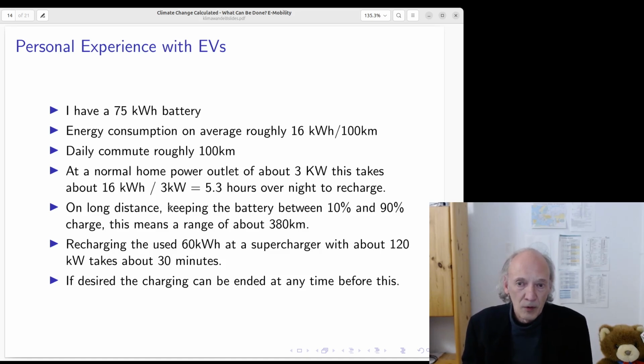So on long distance, while keeping the battery between the charging states of 10 and 90%, this means I have a range of about 380 kilometers. So I use 60 kilowatt hours for that range, and at a supercharger with typically about 120 kilowatt, this takes about 30 minutes. Well, it's actually a good time. Actually, when I go eating, I want to have at least 45 minutes, so it's actually a little bit too fast for me. But if I'm in a hurry, I can also stop charging and leave anytime I want.